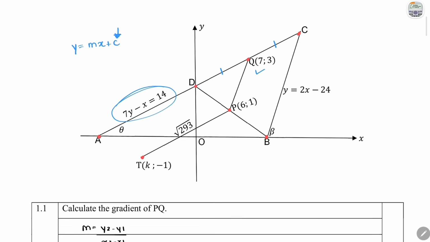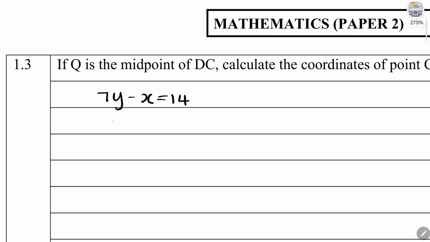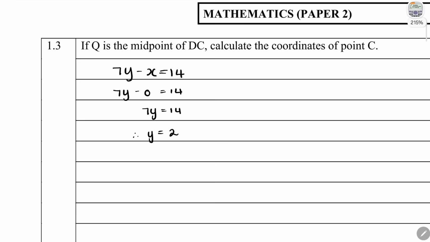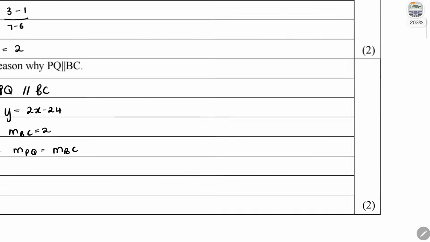Let's take that equation, 7y minus x equals 14, and let's make x equal to 0. So that's 7y minus 0 equals 14. 7y minus 0 is still 7y equals 14. And if you divide both sides by 7, y is finally equal to 2. So we can see what D is now. D is the y-intercept (0; 2). And this will help us a lot.